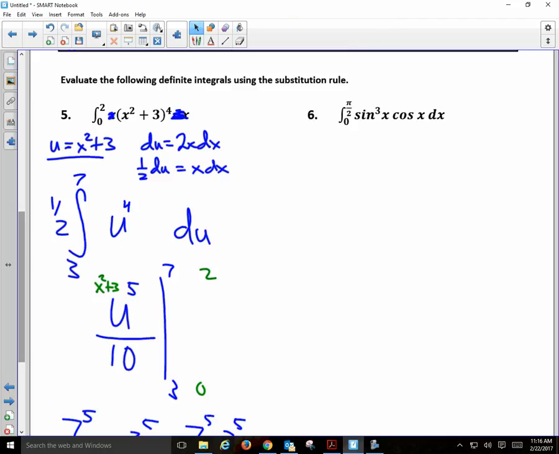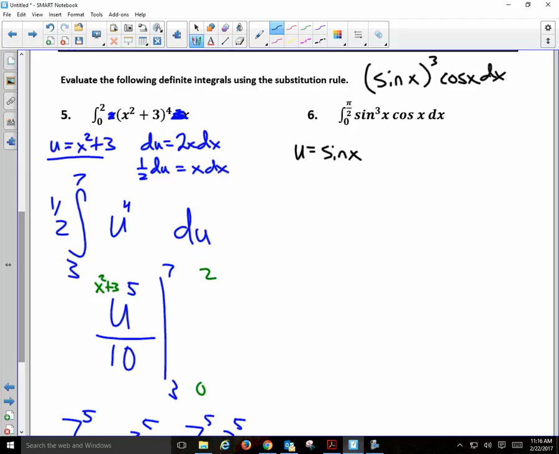Okay, second one, or example 6 from these continuing notes of 5.5. What is u in this problem? U is sine. And yeah, because it's cubed, so it's sine of x, that quantity cubed, times cosine of x dx. So I identify that sine of x is really the one on the inside. So that's how I make my choice.